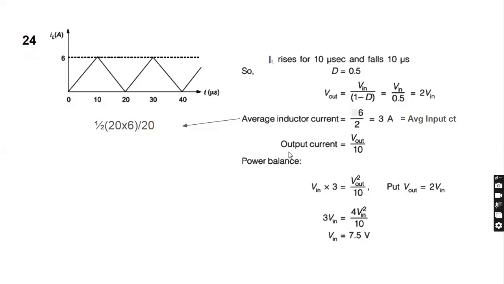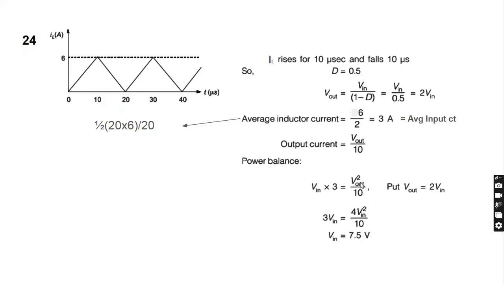Now we can write the output current in terms of output voltage: output voltage divided by the load resistance. Load resistance is given as 10 ohms. So we can write output current as V out divided by 10. Now, in order to find V in, we need to go for the power balance equation. Since the devices are ideal, we can write input power equal to output power. Input power is V in into average input current, which is equal to output power, V out square by 10.